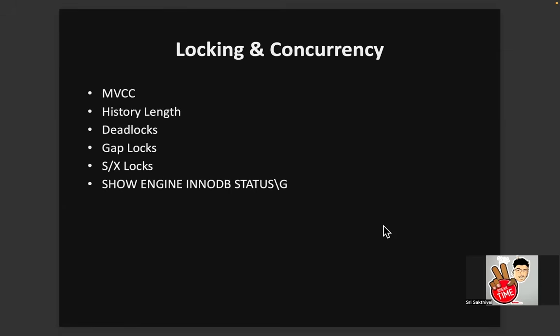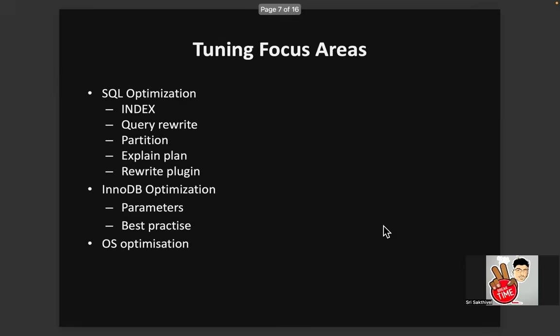And this is locking and concurrency. Here we will see the multi-version concurrency control, history length, how it is growing, what is the impact of history length, data locks, gap locks, shared and exclusive locks. And we will also touch on the InnoDB status. We will try to understand the InnoDB status also.